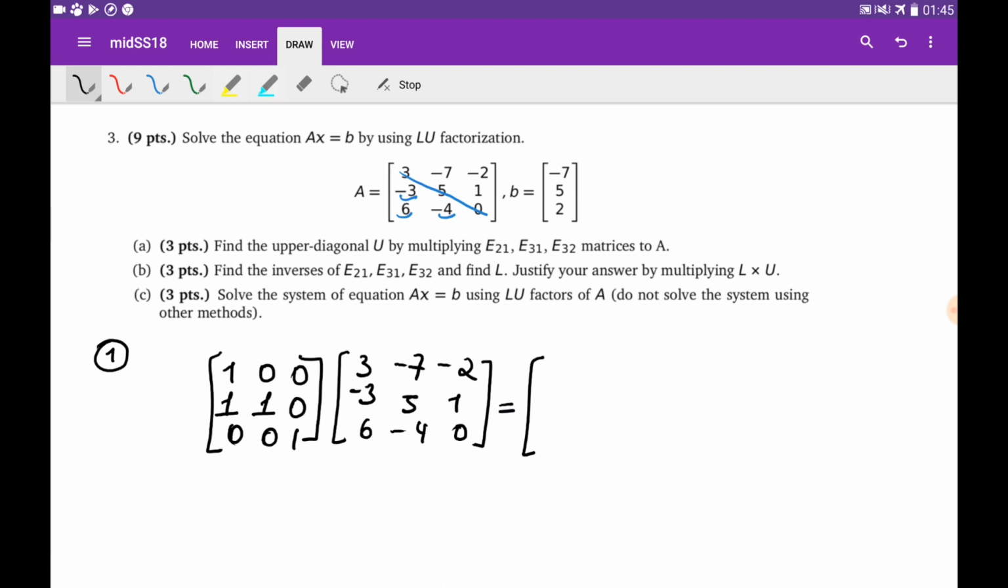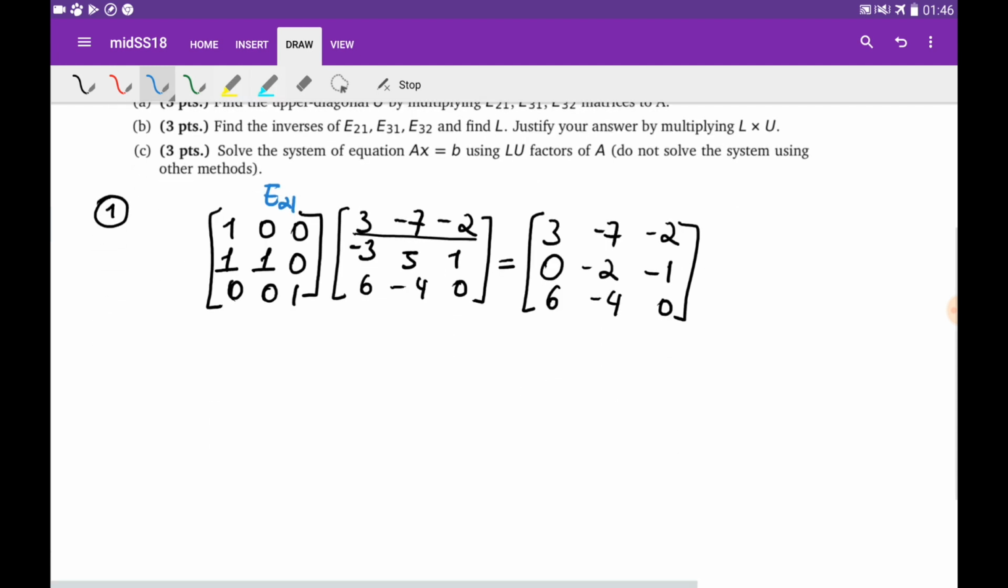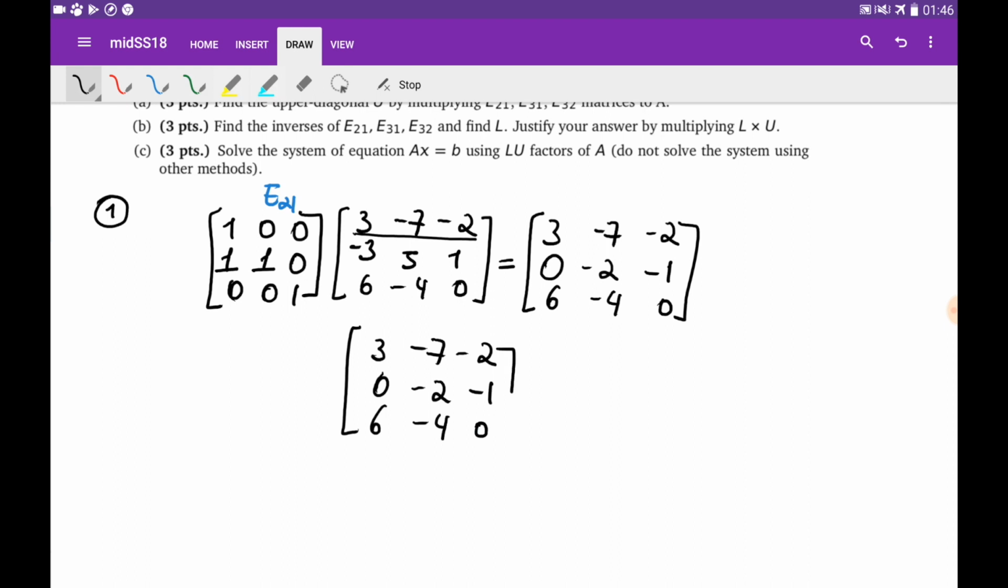So if we multiply this matrix, what we're going to obtain is [3, -7, -2]. Now if we multiply all the elements of the first row by 1 and add this to the second, we're going to obtain [0, -2, -1]. And the last row is going to be unchanged again. So this matrix here is E21. So now we need to multiply the last matrix, [3, -7, -2], [0, -2, -1], [6, -4, 0], by the elimination matrix E31, because we're going to obtain the 6.